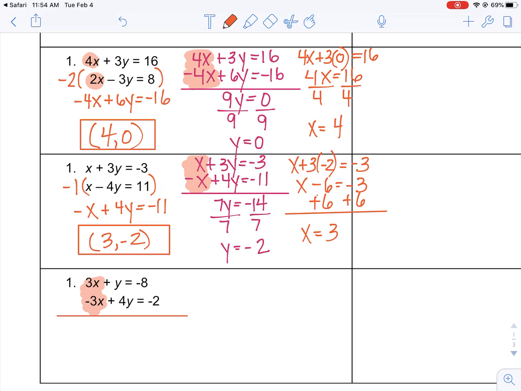So that gives me my 0. Y plus 4y is 5y. Negative 8 plus negative 2 is negative 10. I can divide by 5 on both sides to get y is equal to negative 2.